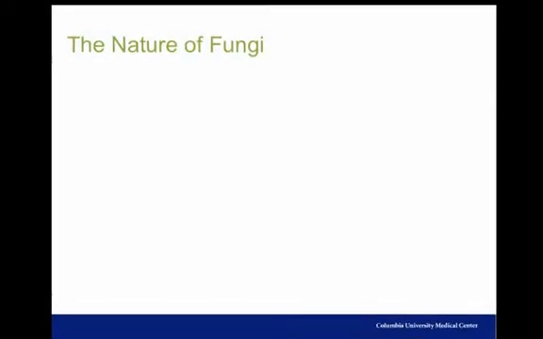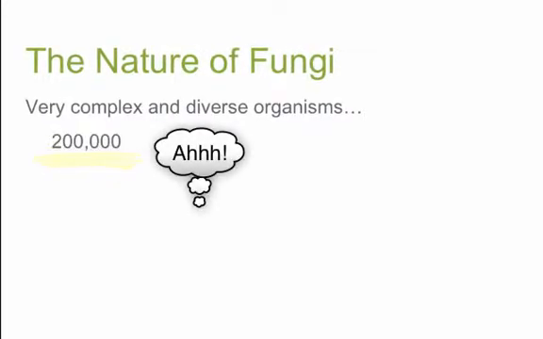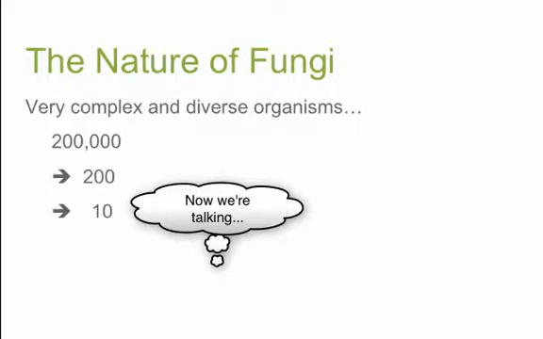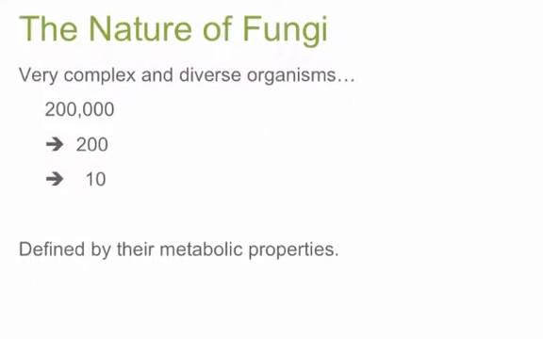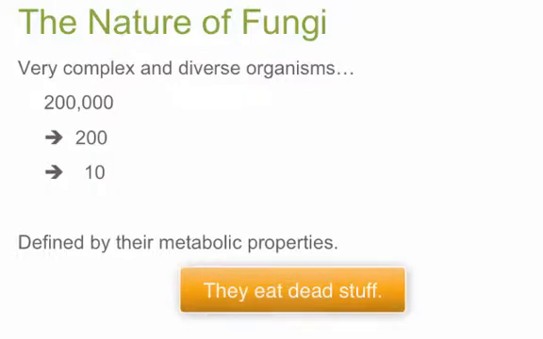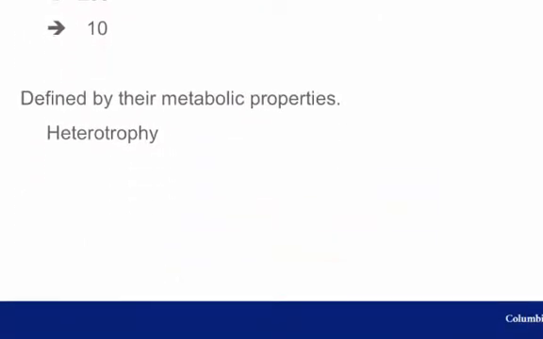Fungi are enormously varied eukaryotes. There are 200,000 genera of fungi. Only 200 have been documented to cause human disease. But the vast majority of infections are caused by 10 or so genera of fungi, and we will focus our efforts on these. Fungi are defined by their ability to metabolize decaying organic matter, a property known as heterotrophy. Beyond this basic metabolic principle, however, fungi are remarkably varied.